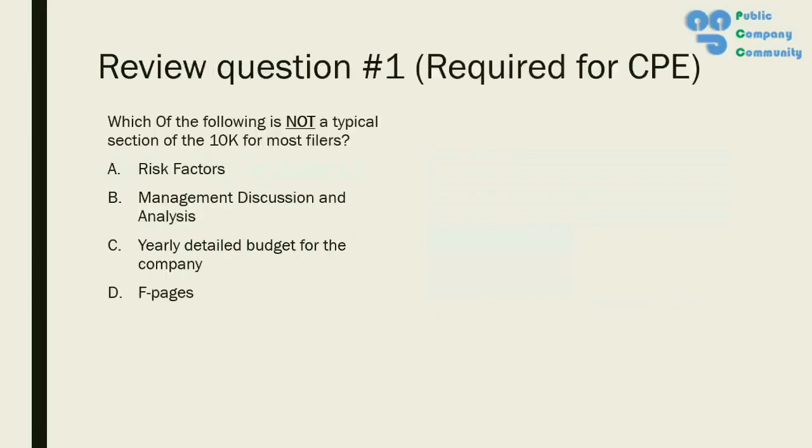All right, so for this to qualify for continuing education for all you CPAs out there, we need to have intermittent review questions. So let's get started with this first review question. Which of the following is not a typical section of the 10K? Risk factors, management discussion and analysis, yearly detailed budget for the company, or the F pages? I'll give you all a second.